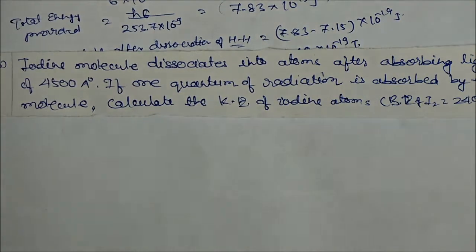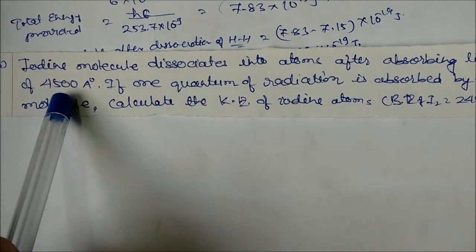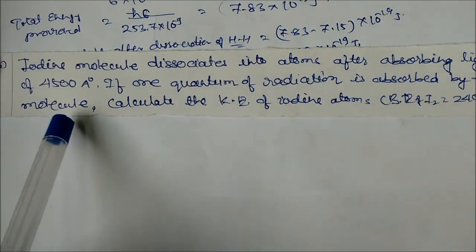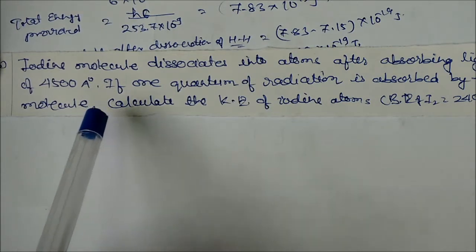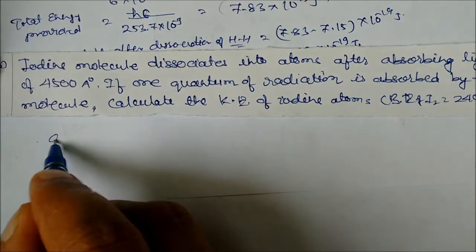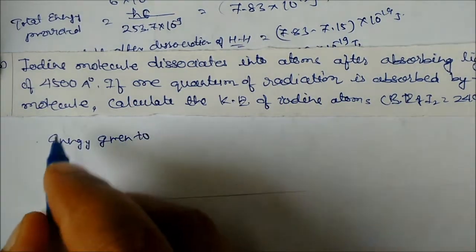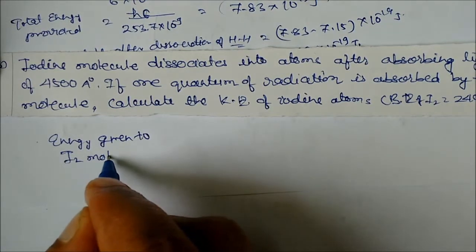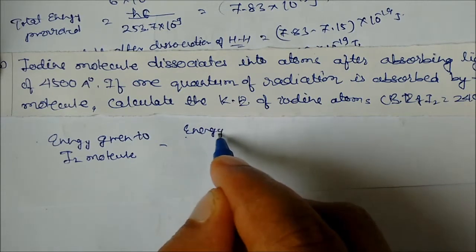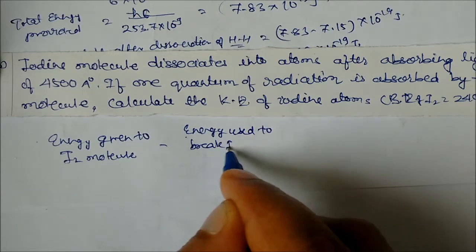First, the total energy absorbed from the light is for 4500. This is the total energy, and one quantum of energy is absorbed by each molecule, so we have to find the one quantum of energy. Then the energy used to break the iodine molecule. So first we write the energy given to the iodine molecule, minus the energy used to break the iodine molecule.